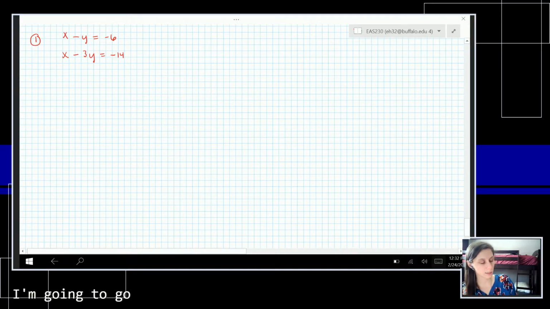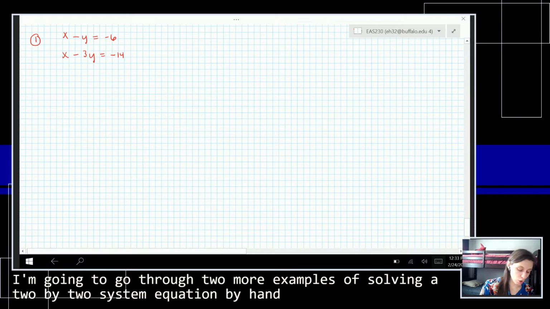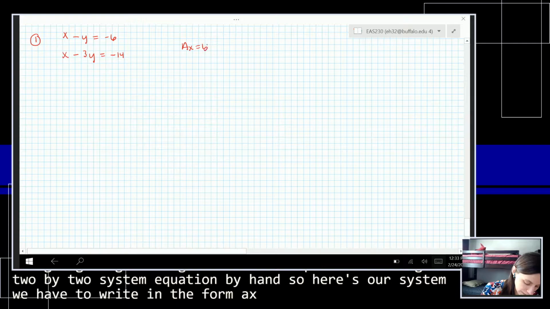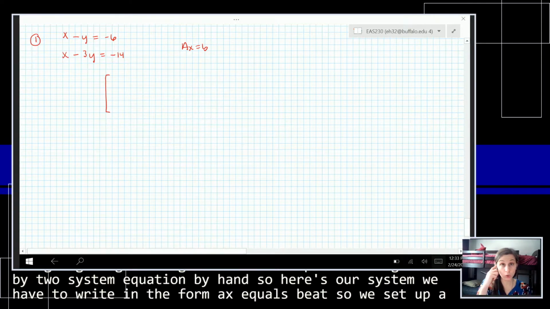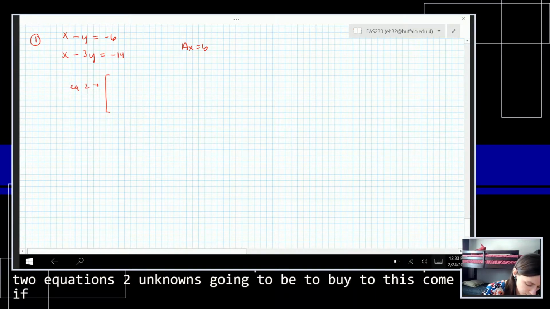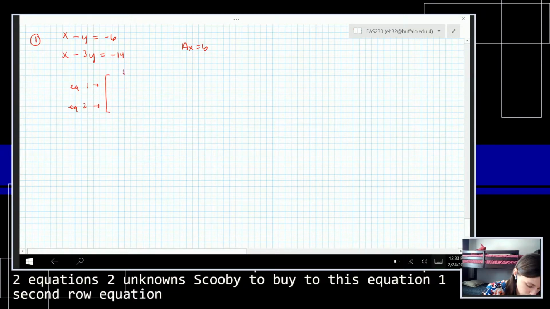I'm going to go through two more examples solving a 2x2 system of equations by hand. So here's our system. We have to write it in the form of AX equals B. So we set up A. Two equations, two unknowns. It's going to be 2x2. This is equation 1, second row, equation 2. First column, first unknown. Second column, second unknown.